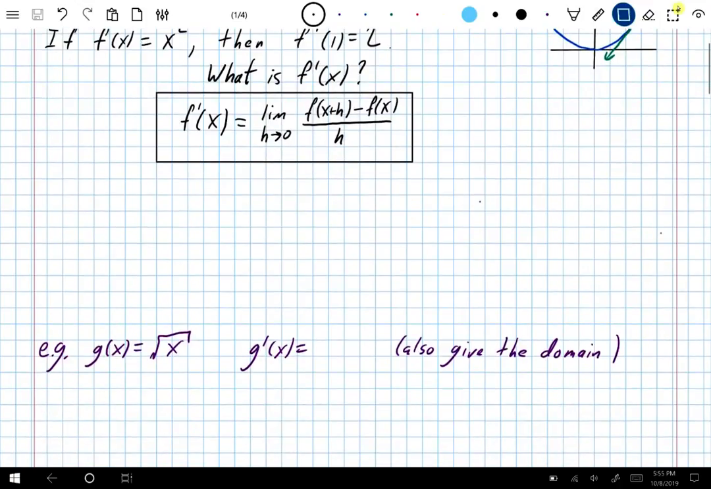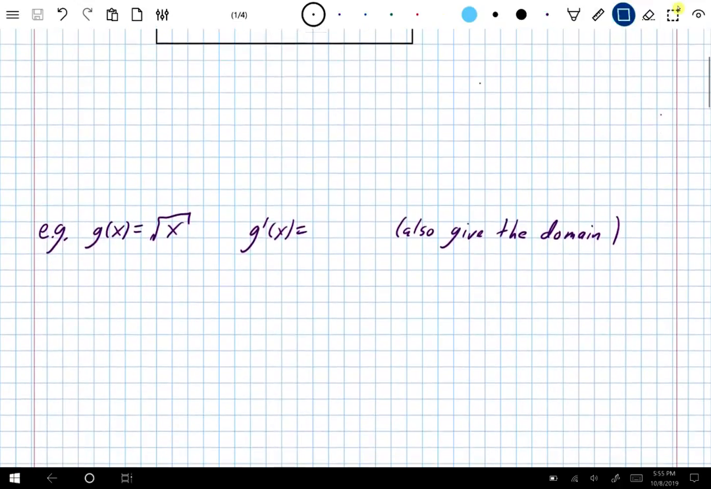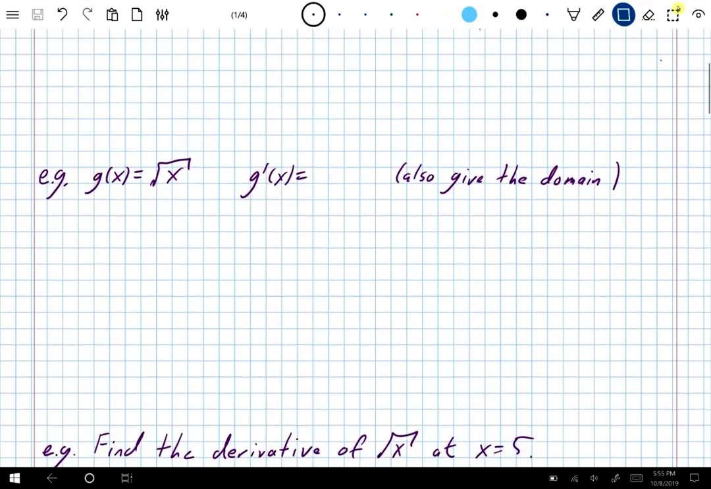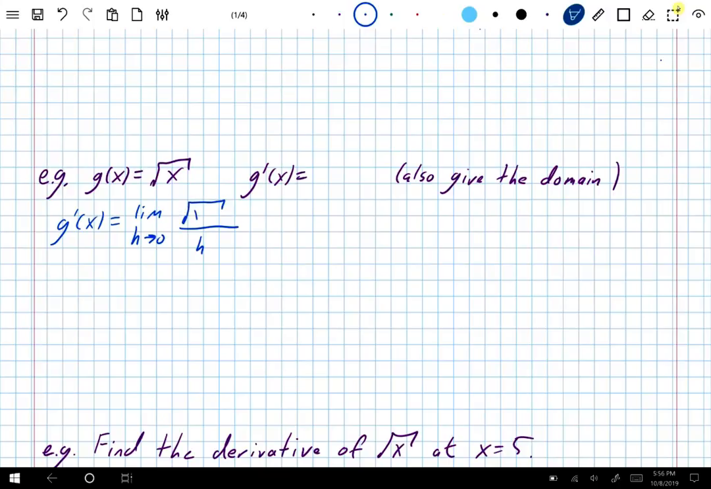Let's take a look. So if g of x is equal to the square root of x, and I want to know what is the derivative function for g. A definition using a limit. It looks a lot the same as before. But now, instead of plugging in a number, I'm going to say plug in x plus h. And again, plug in x.